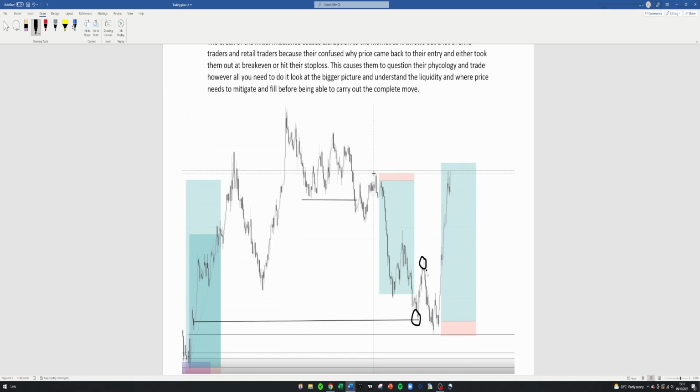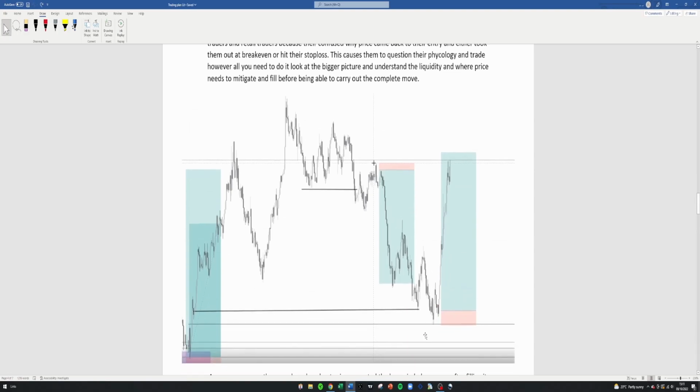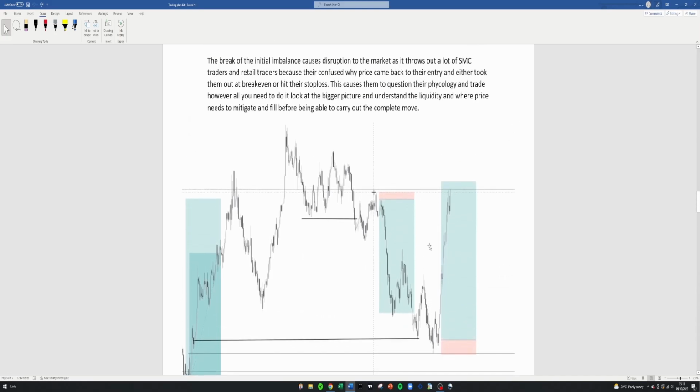So retail entered here, and we were here when we first said about dropping to fill this imbalance. Price zoomed down, took out their stops, which potentially would have been sat here, or they'd have rolled them to break even here. So they've had their stops taken, and now they're questioning, well, why have I been stopped out? So this will cause them to question their psychology in trade.